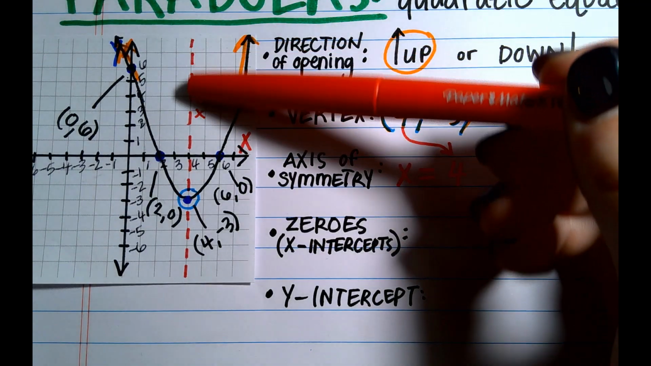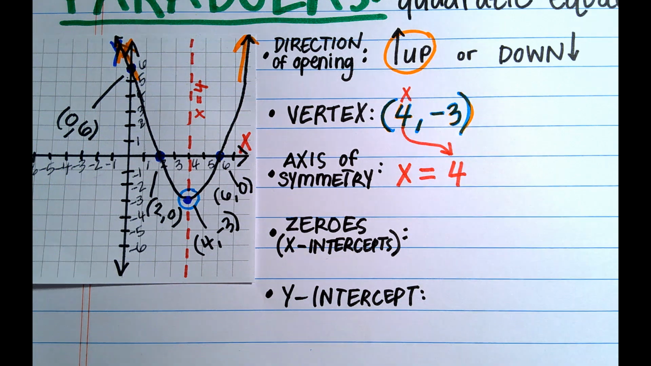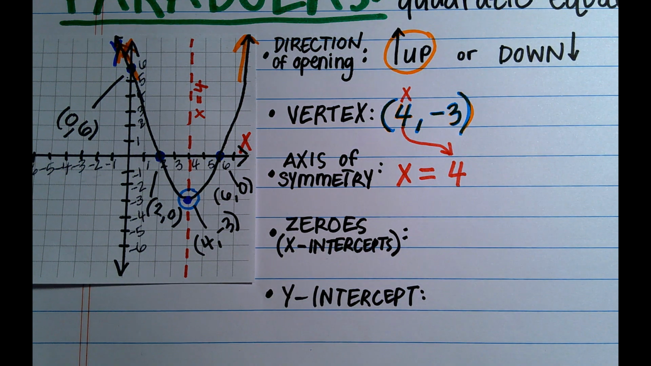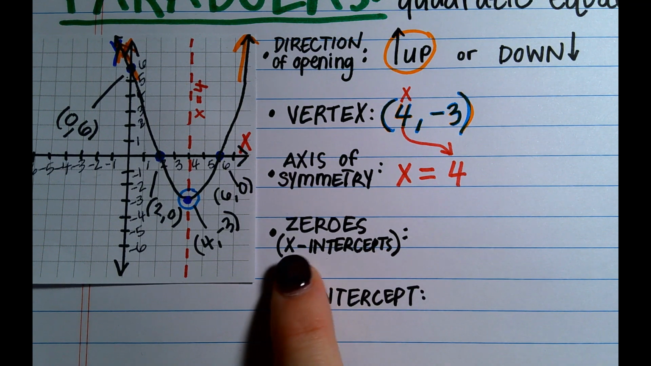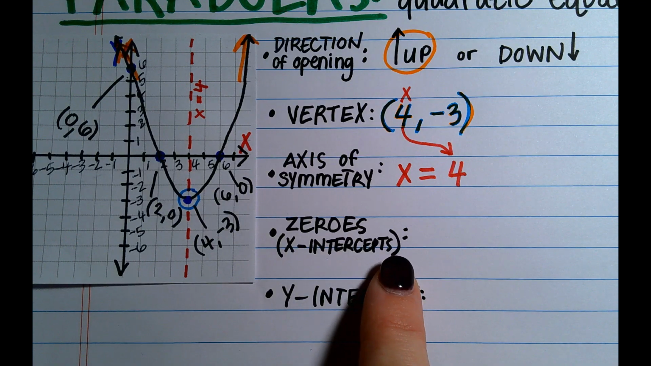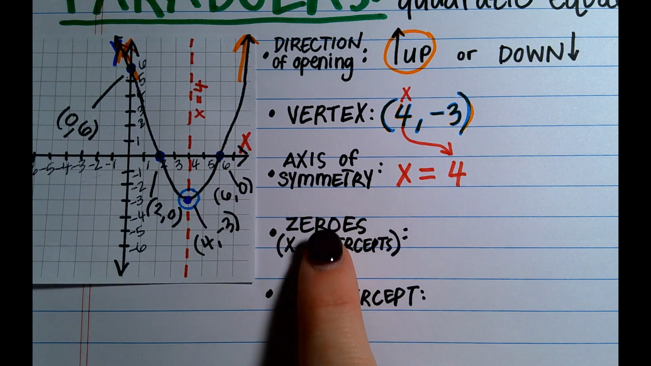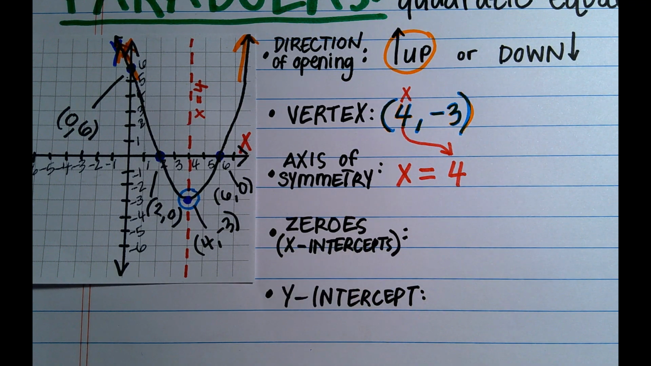So this is your axis of symmetry. Okay. So next we have zeros, or they can be called x-intercepts. Now the reason that these are called zeros is because, you remember how yesterday I was telling you that when you solve a quadratic equation, let me pull those notes out before I start explaining. That'll make more sense if I show you.